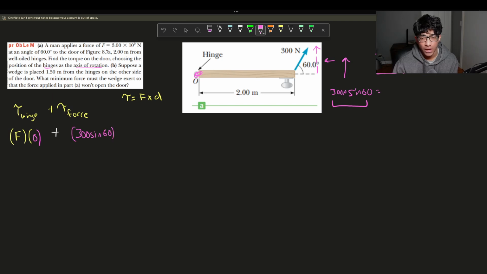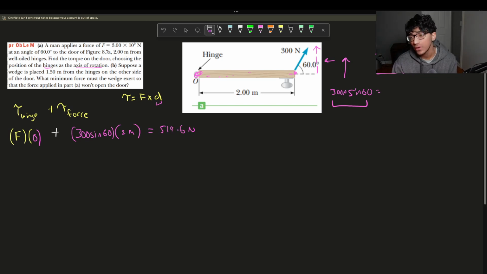And now we want to see our displacement. If we're exerting a force right here, how far is it from our axis? They already told us it's 2 meters. So that's it, 2 meters, and you're going to get 519.6 newtons.